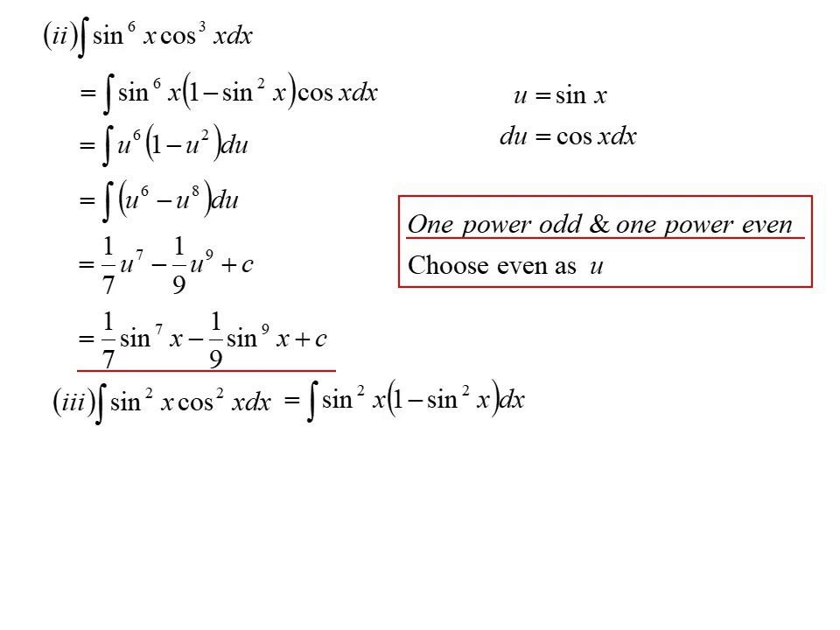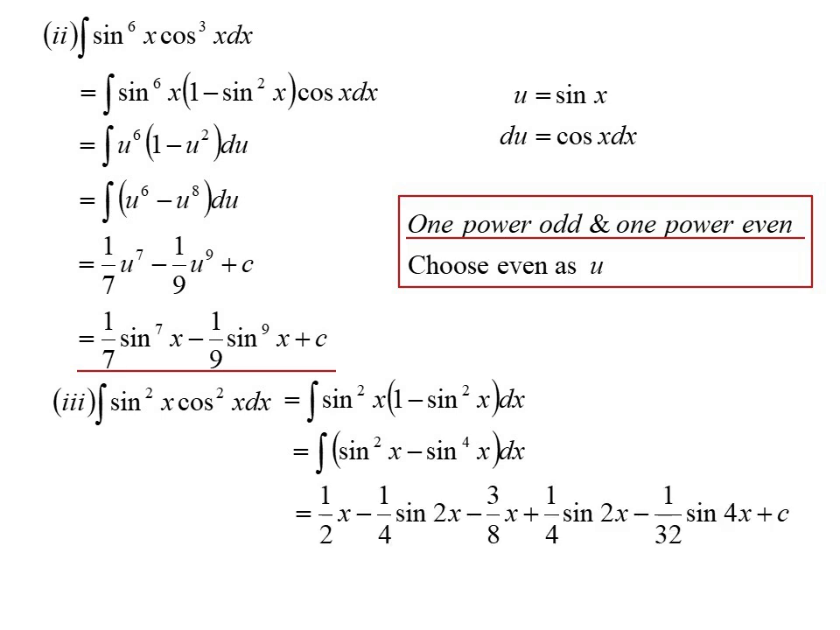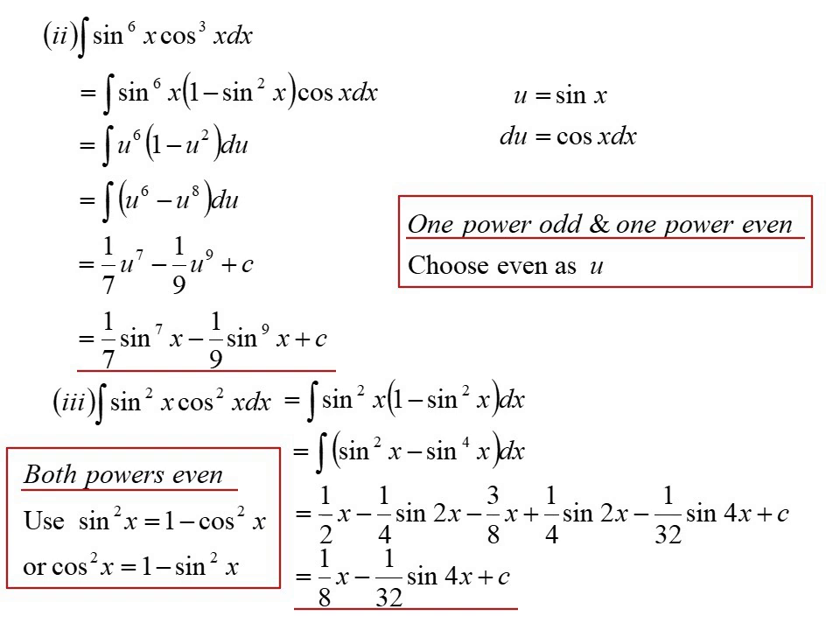I just change one of them to be in terms of the other. So the cos squared I change to 1 minus sine squared, and then we've got ways of handling both the sine squared and the sine to the power of 4. I've cheated because we've already worked out that answer. I just wrote down what they were straight away, and there we go, we've got the answer.